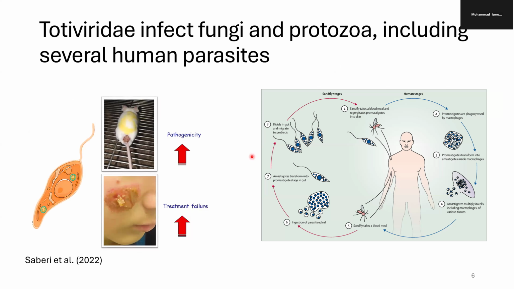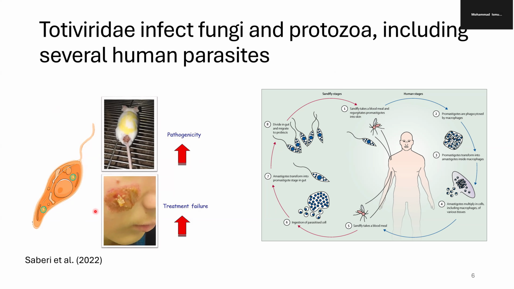So what is a totivirus? Totiviridae is a family of viruses that are known to infect fungi and protozoa, and it's a double-stranded RNA virus. Interestingly, many of them are also known to infect several human protozoan parasites. For example, this picture on the left shows a disease called leishmaniasis, which is a skin disease caused by a protozoan parasite from the group of Leishmania.